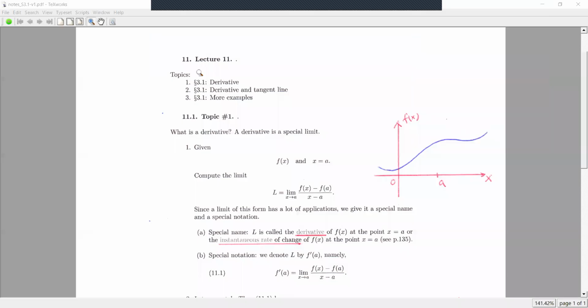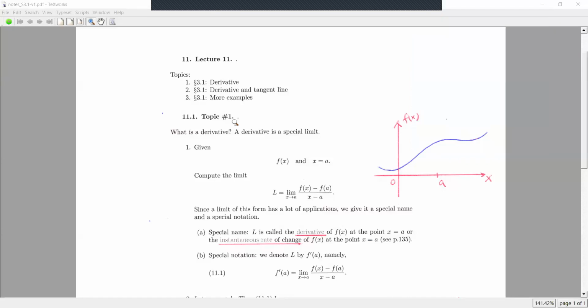We turn to study chapter 3. Chapter 3 is about derivatives. Today, section 3.1, 3 topics. Topic 1, what is a derivative? Topic 2, a relation between derivative and tangent line. Topic 3, more examples about computing a derivative.